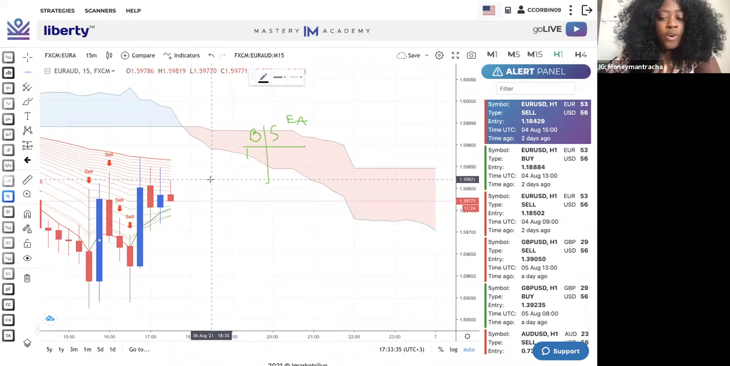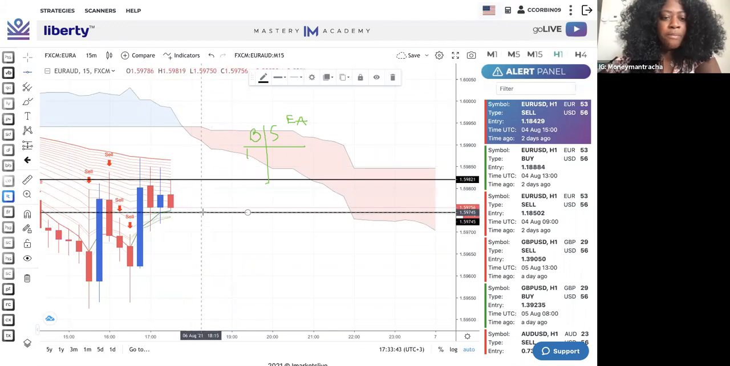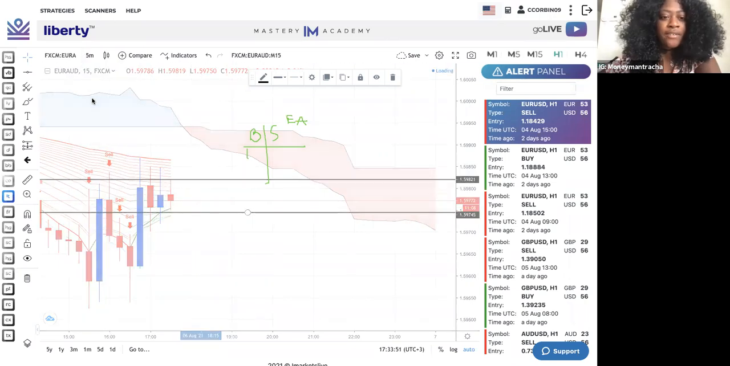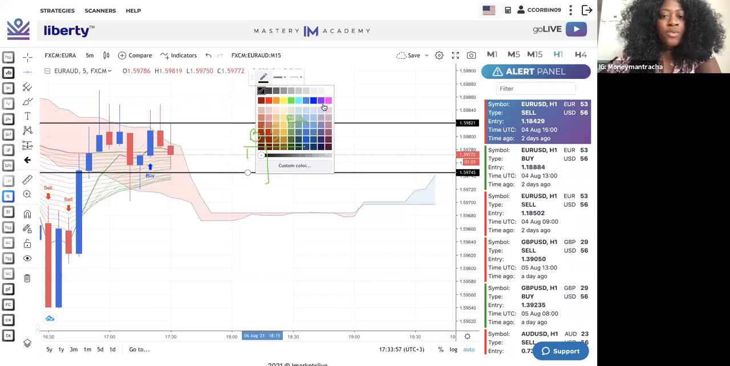And all we're going to do is the same thing 3 times, y'all. We're going to put a horizontal line at the top of the candle. We're going to put a horizontal line at the bottom of the candle, right? So that's in the 15. That's in the 15. So now we're going to do the same thing on the 5, right? We're going to do the same thing on the 5 because look, the entry points are actually very close and they're very much the same.